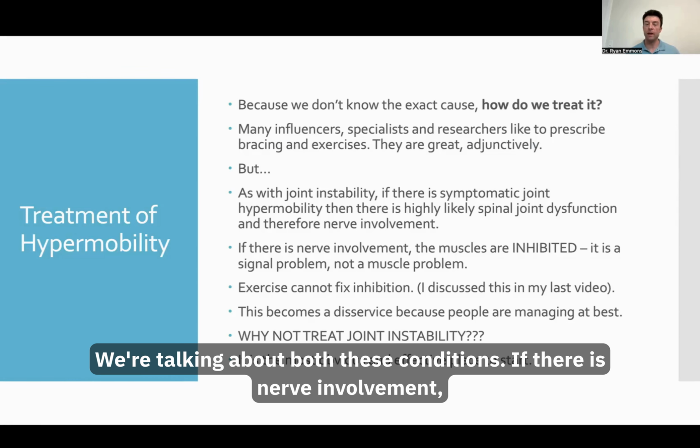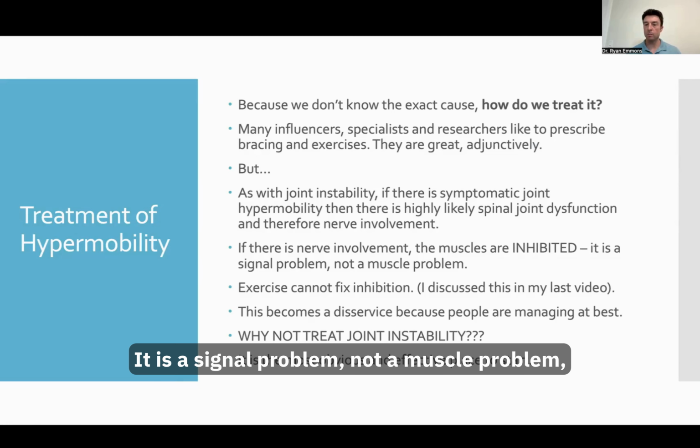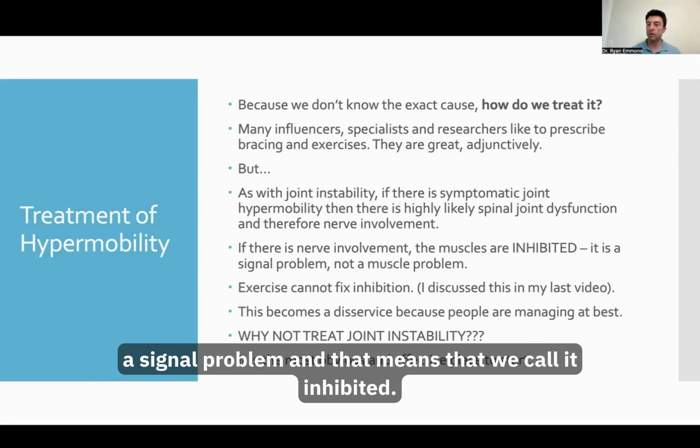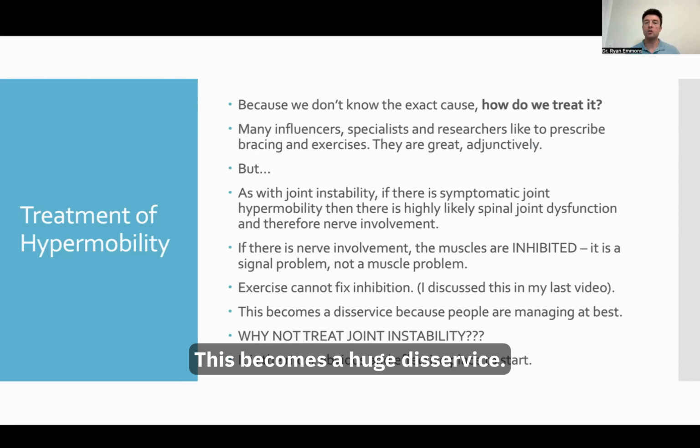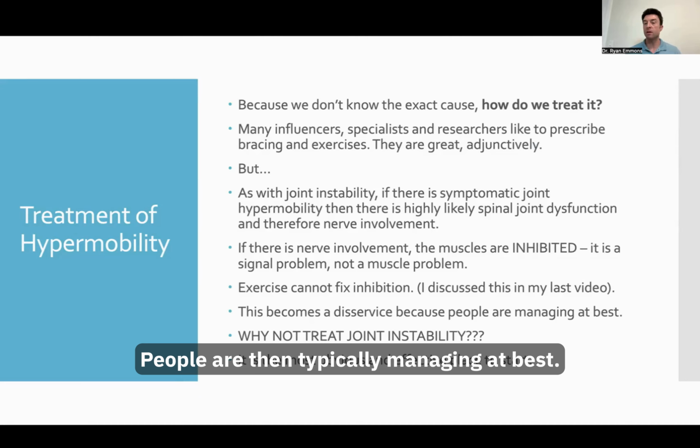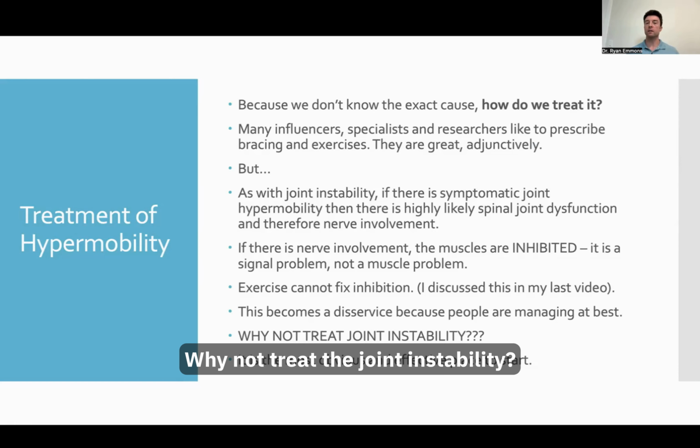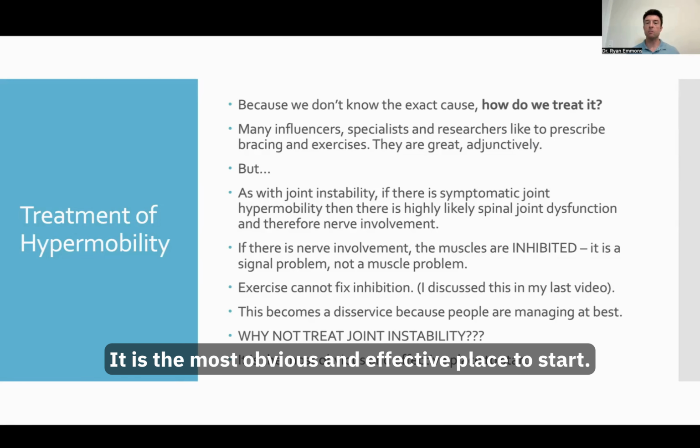If there is nerve involvement, then the muscles are inhibited. It is a signal problem, not a muscle problem, maybe a muscle symptom, but the muscle has a signal problem, and that means that we call it inhibited. Exercise cannot fix inhibition, which I discussed in a previous video. This becomes a huge disservice because people are then typically managing at best. Why not treat the joint instability? It is the most obvious and effective place to start.